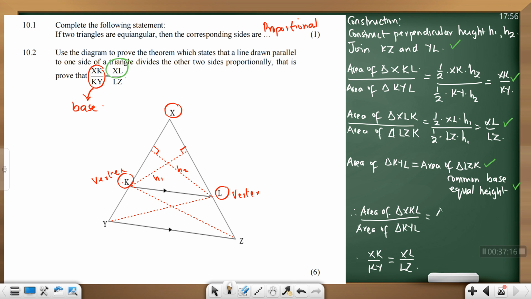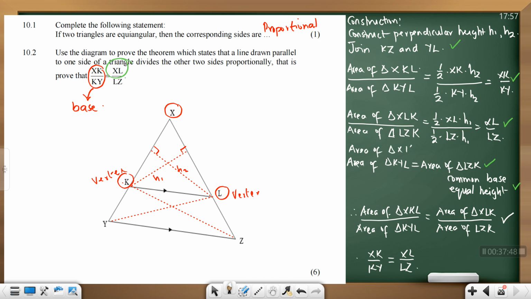Now we go to the bottom. Area of triangle what? XLK. Because you have proven that the numerators are what? The same. And also the denominators are the same. What did I write? LZK. Now you get your 6th mark there. The last one has no mark because that's what they ask you to prove. Let's just write this one here.